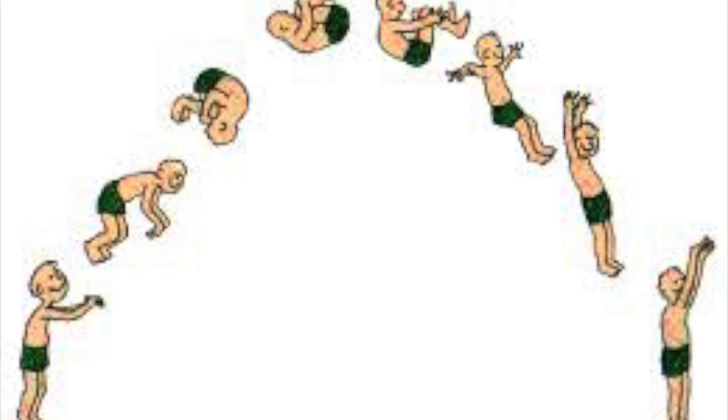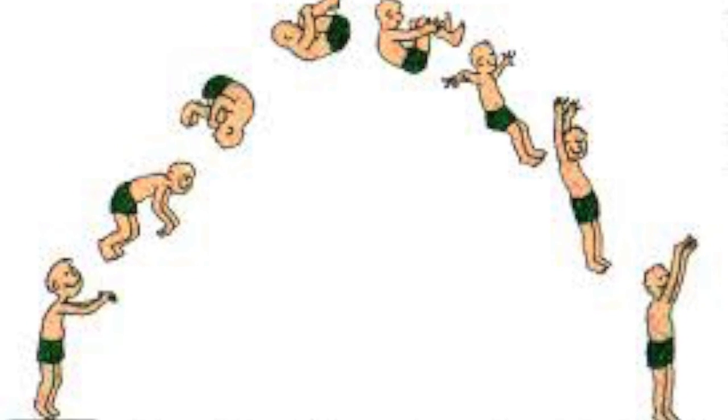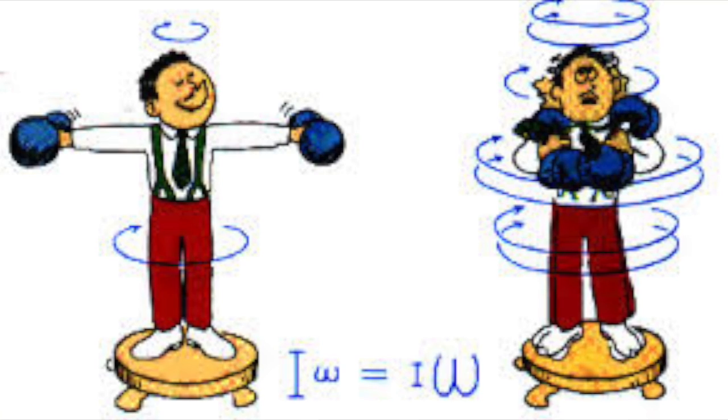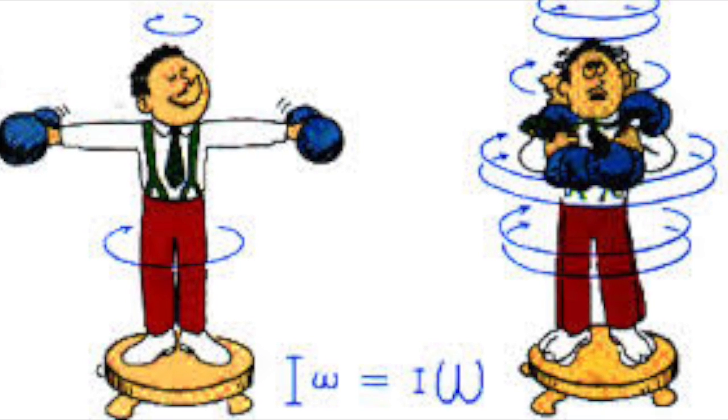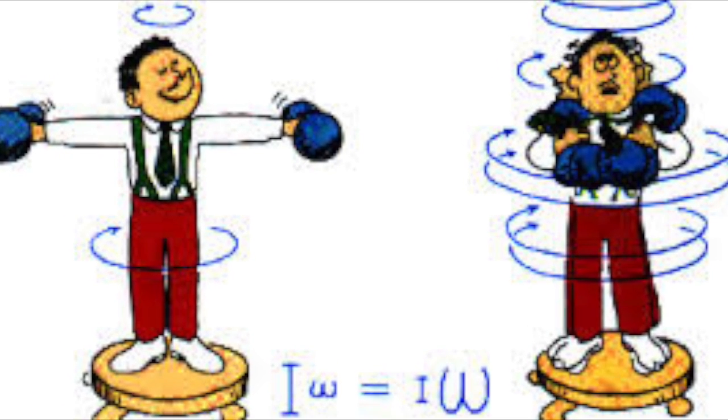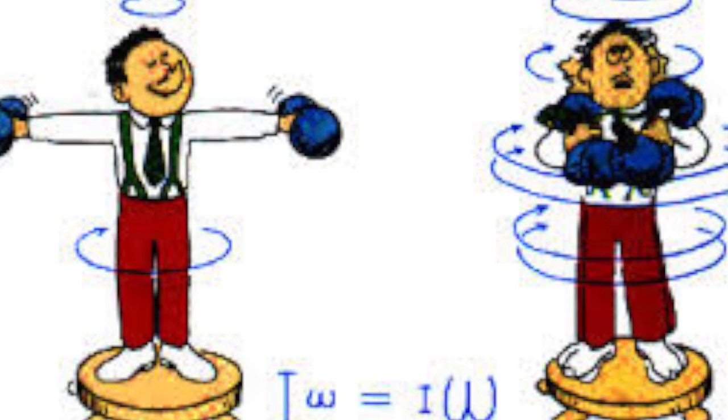Therefore, we know that angular velocity and moment of inertia must have an inverse relationship in order to keep the angular momentum constant. If during that motion the angular velocity is increased, then the moment of inertia must decrease. Or if the moment of inertia is increased, then the angular velocity must decrease.